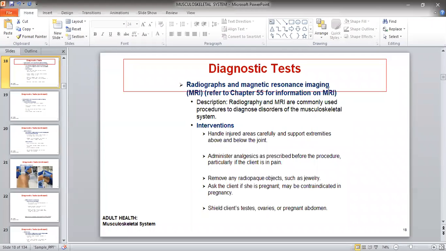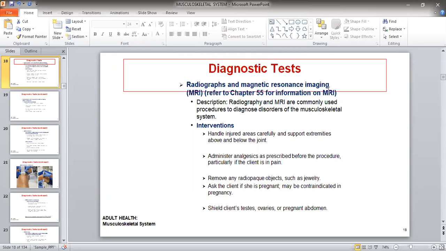So, diagnostic tests for the musculoskeletal system. Definitely in this section, we are going to talk about the name of the diagnostic test, their purpose, and description. Also, nursing intervention or implication.